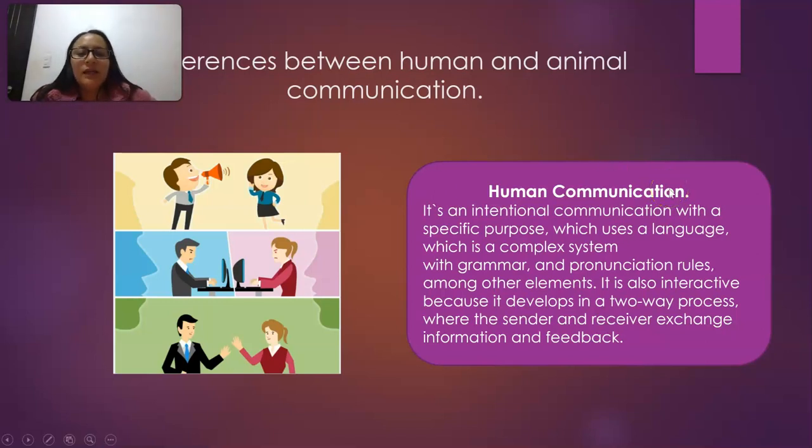Human communication is an intentional communication with a specific purpose, which uses a language, a complex system. When we communicate with other persons, we do it with a purpose. For example, if I have family in another country, I miss them, I feel sad, and I want to communicate to make sure they are okay. Also, for example, the president of the country wants to communicate some important message to all the people of the country and uses communication for that.